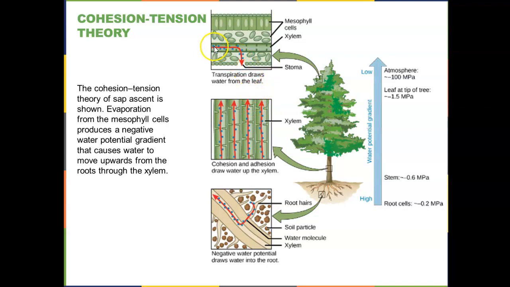The red arrows refer to the water kind of acting as a chain right here, adhering. The water molecules adhere to each other, so if one is lost, another one is pulled along. And the water also adheres to the inside of the xylem system. It's basically the same thing paper towels are made out of, and you know how paper towels attract water. So water is pulled up a little bit by capillary action due to adhesion.